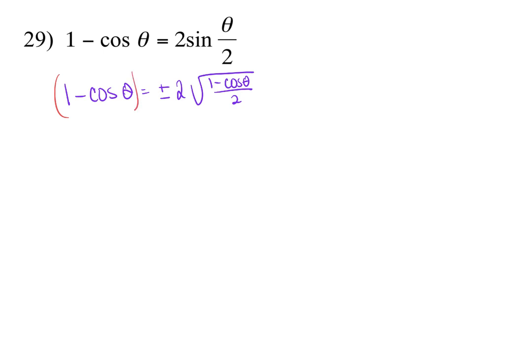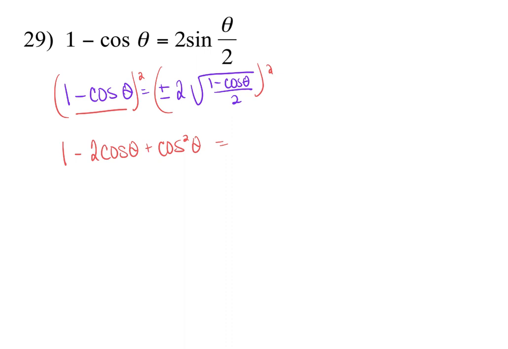To get rid of my radical, I am going to square both sides. Don't forget that you do have to FOIL here. You do have to consider that you are multiplying it through, not just squaring the first and the second. So when you FOIL here, you get 1 minus 2 cosine of theta plus the cosine squared of theta.